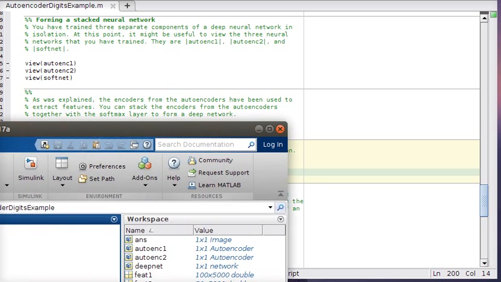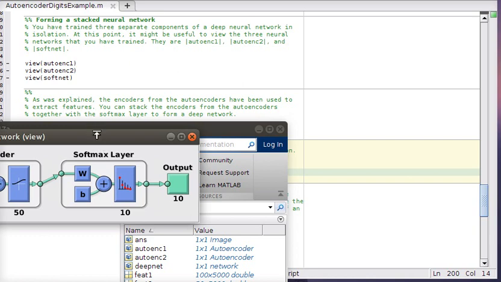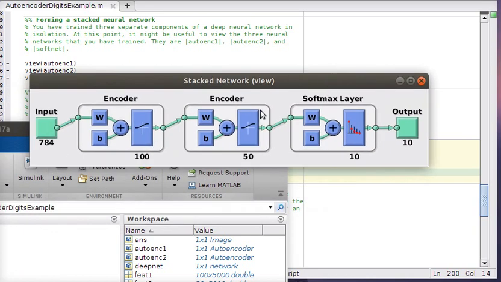Okay, let's see, view our deep net. Done. Okay, here it is. So we're going from 784 to 100 to 50 to 10, and that's our output.